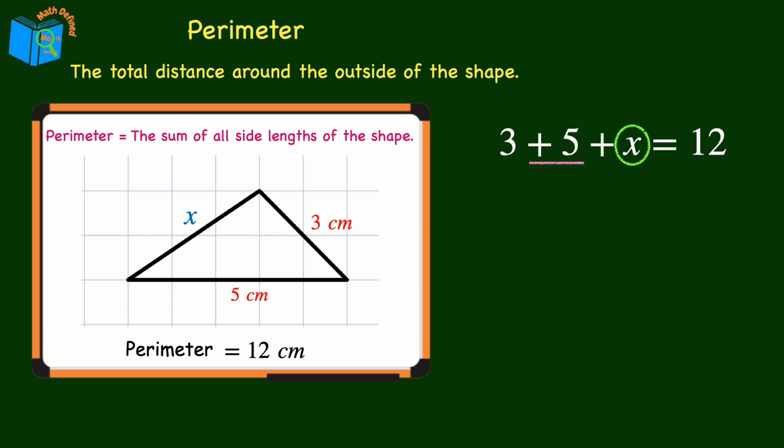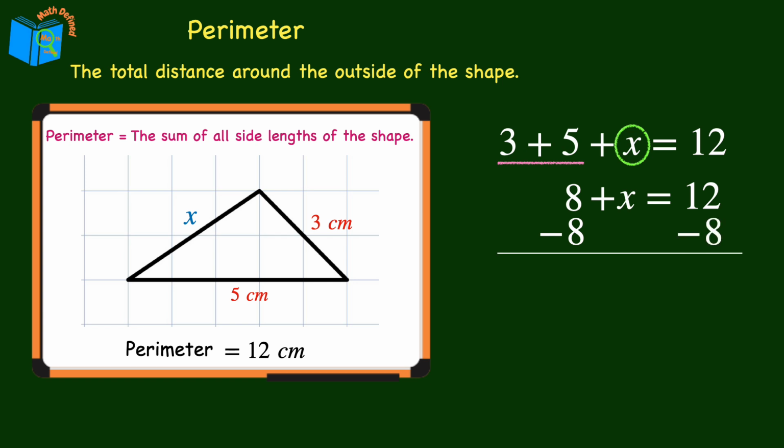First, we'll combine these two like terms, and 3 plus 5 is 8. And we'll bring down the rest of the equation. Now, since 8 is being added to the variable x, we need to perform the opposite operation and subtract 8. But to keep the equation balanced, we must subtract 8 on both sides of the equation. On the left side, we see that the 8's cancel each other out, leaving just the x. And then on the right side, 12 minus 8 is 4. So the missing side length, or x, is equal to 4 centimeters.